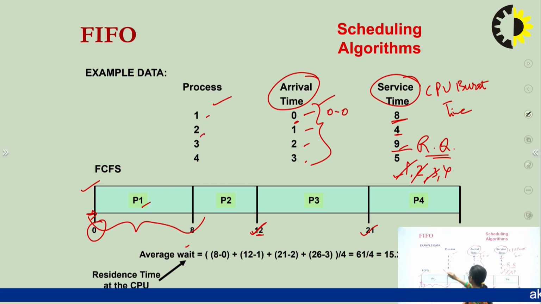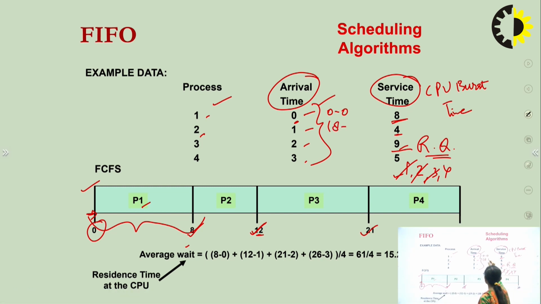When we go to process 2, we have allocated the processor to process 2 at time 8. Its arrival time in the ready queue is 1. So how much time has it spent in the ready queue? It is 8 minus 1. Similarly, for process 3, it is going to be 12 minus 2. For process P4, it is going to be 21 minus 3.